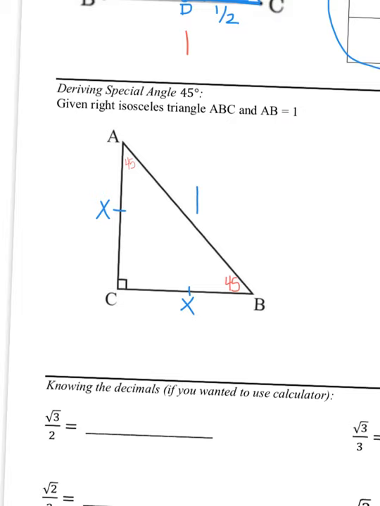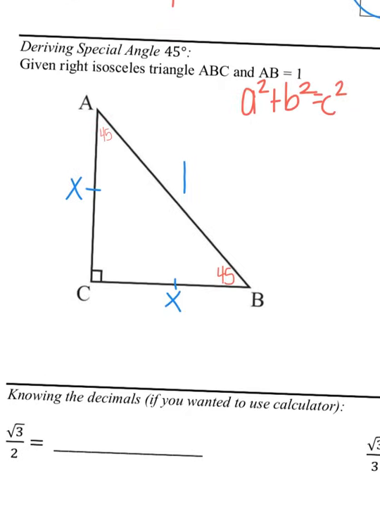Okay, so for your missing sides, again, you're going to do Pythagorean theorem. So you have a squared plus b squared equals c squared. C is the hypotenuse, which is across from the right angle. In this case, c is going to be 1. A and b are the same thing. They're both x. So we have x squared plus x squared equals 1 squared is 1. X squared plus x squared, they're like terms, gives you 2x squared equals 1.